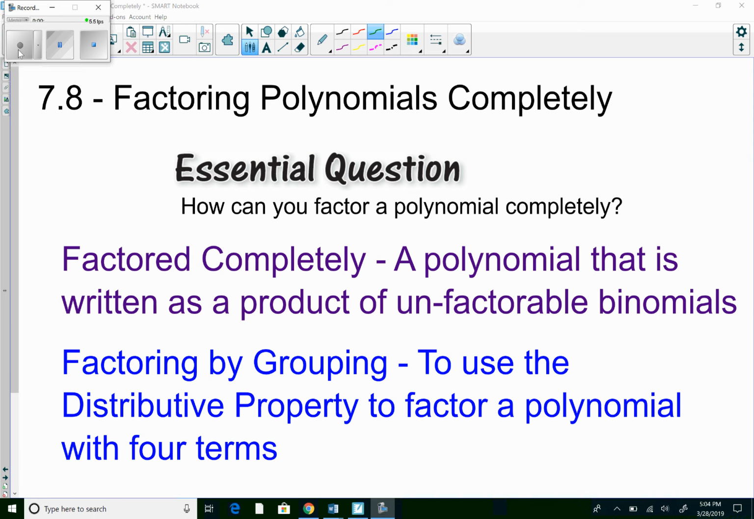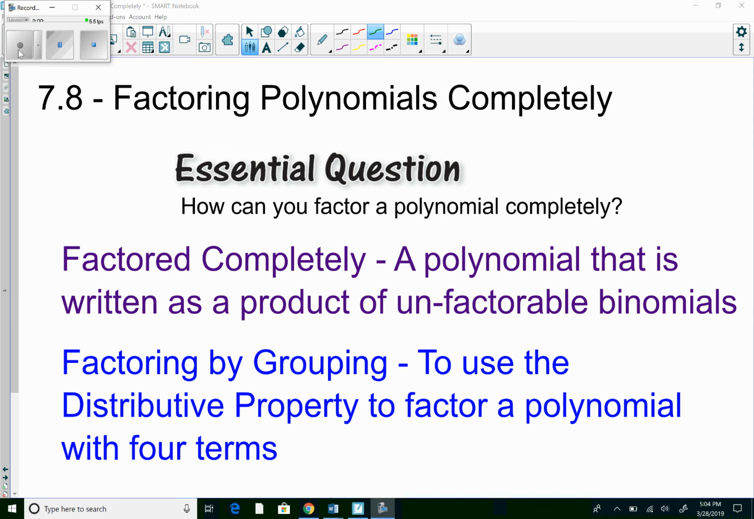Hey everyone, here's our next video, our last one for this chapter, factoring polynomials completely. So our essential question is just, how can you factor a polynomial completely? Factored completely is just a polynomial that is written as a product of unfactorable binomials.